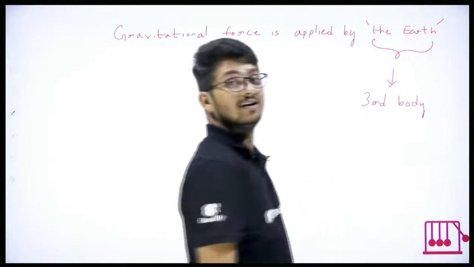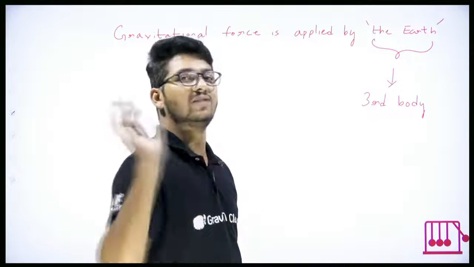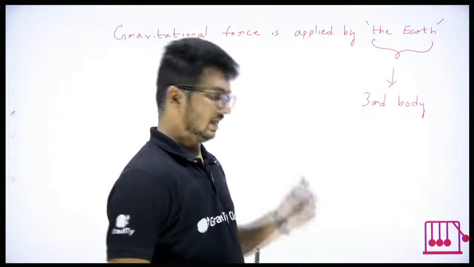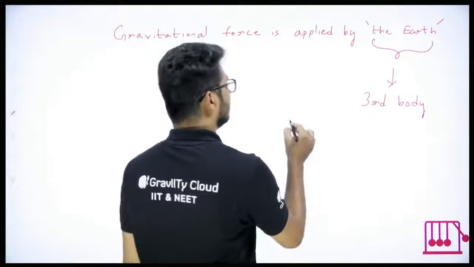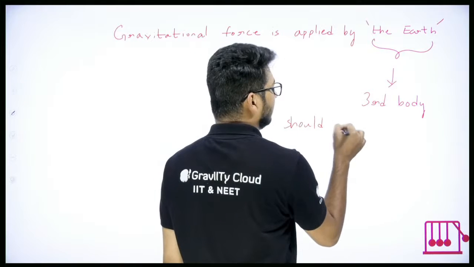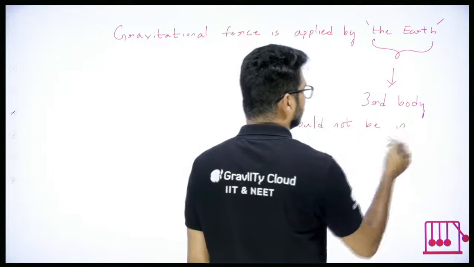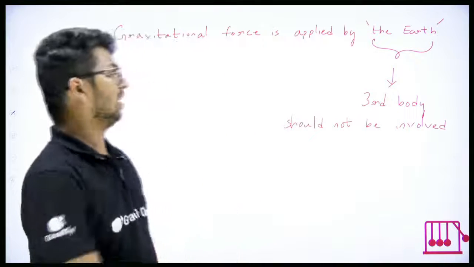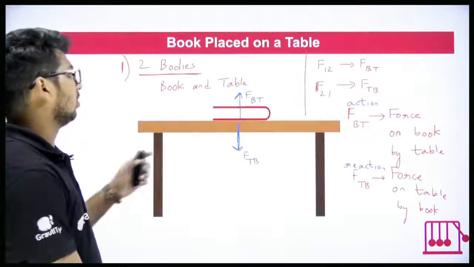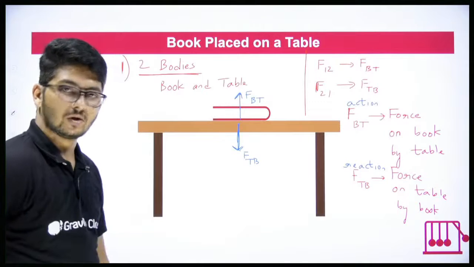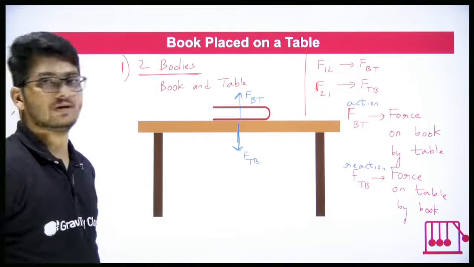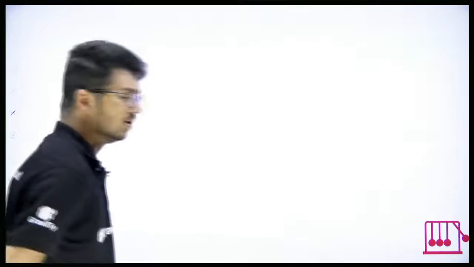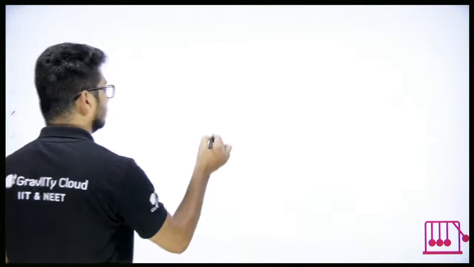And third body should not be involved. Or not even fourth, fifth, any body. No. Only two bodies should be involved. So any third object, any third body should not be involved. That is the reason why you don't even consider that. Forget about it. Never consider that. We only talk in terms of these two. Okay? And both of them are not gravitational force. Good? Good.